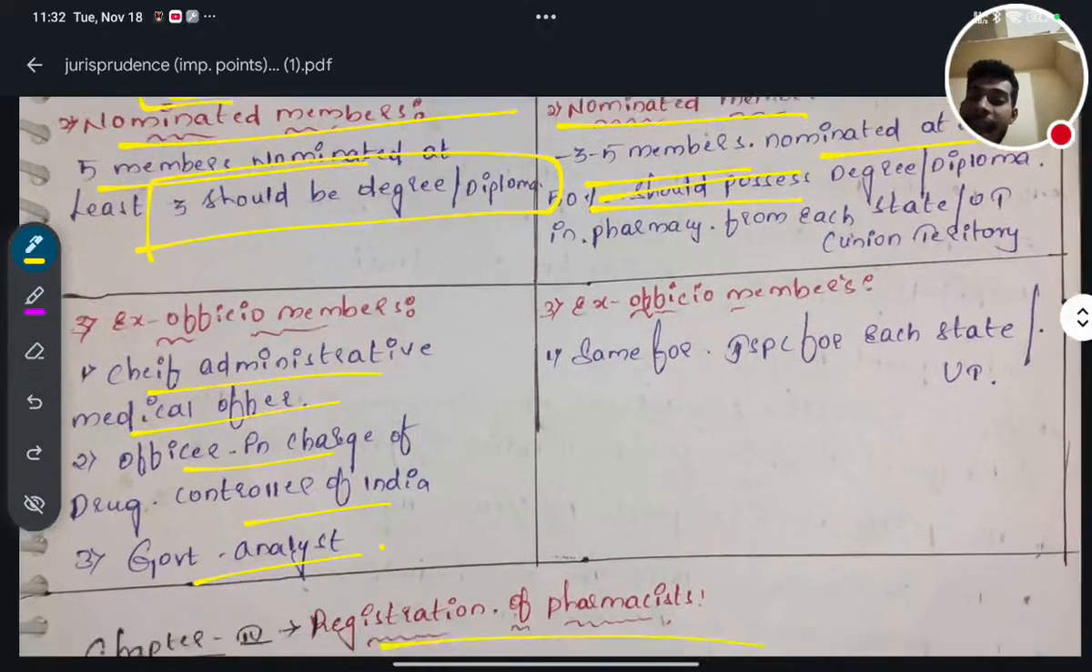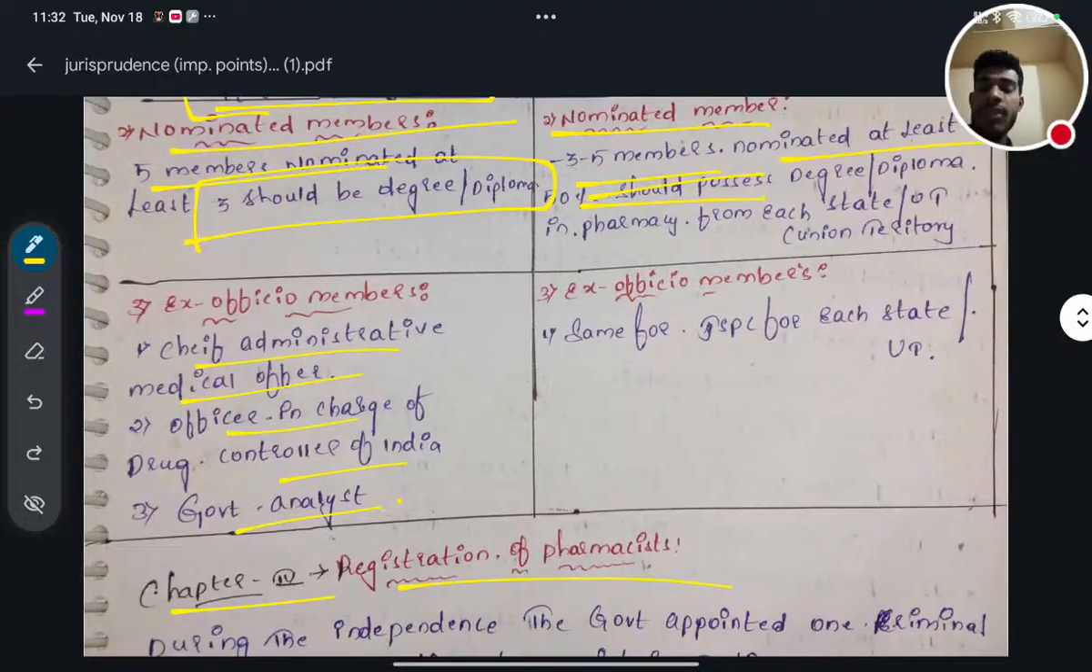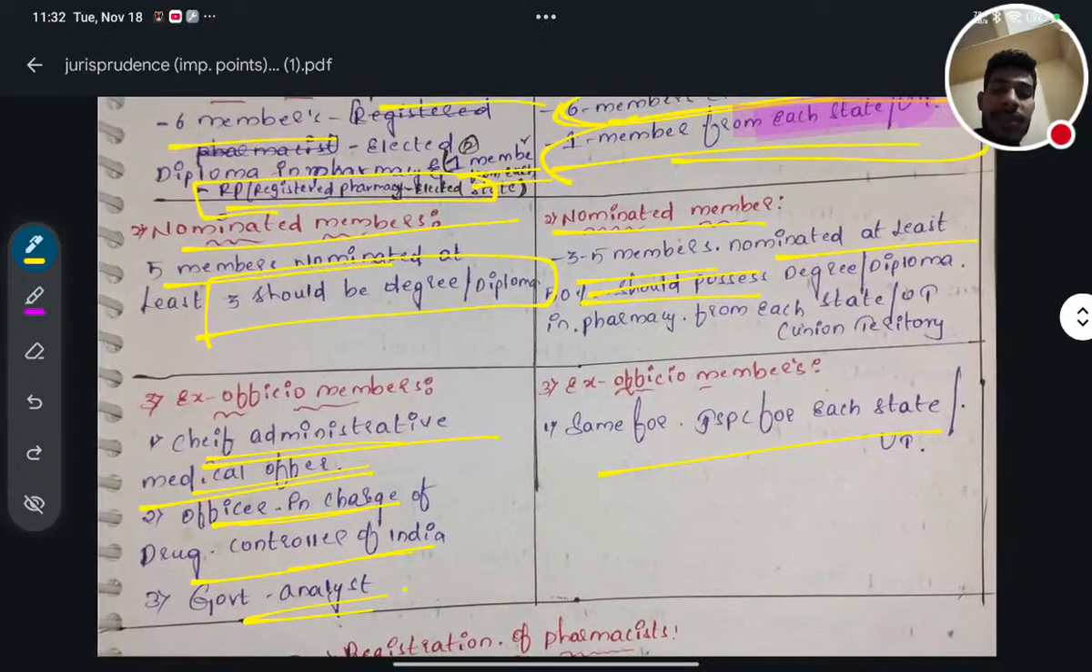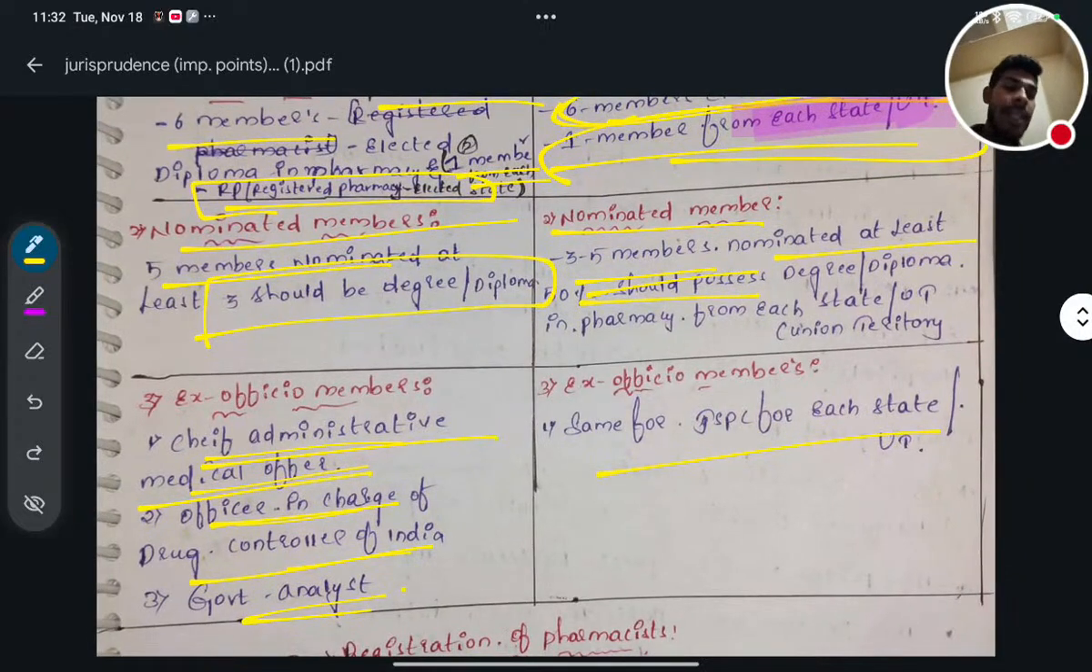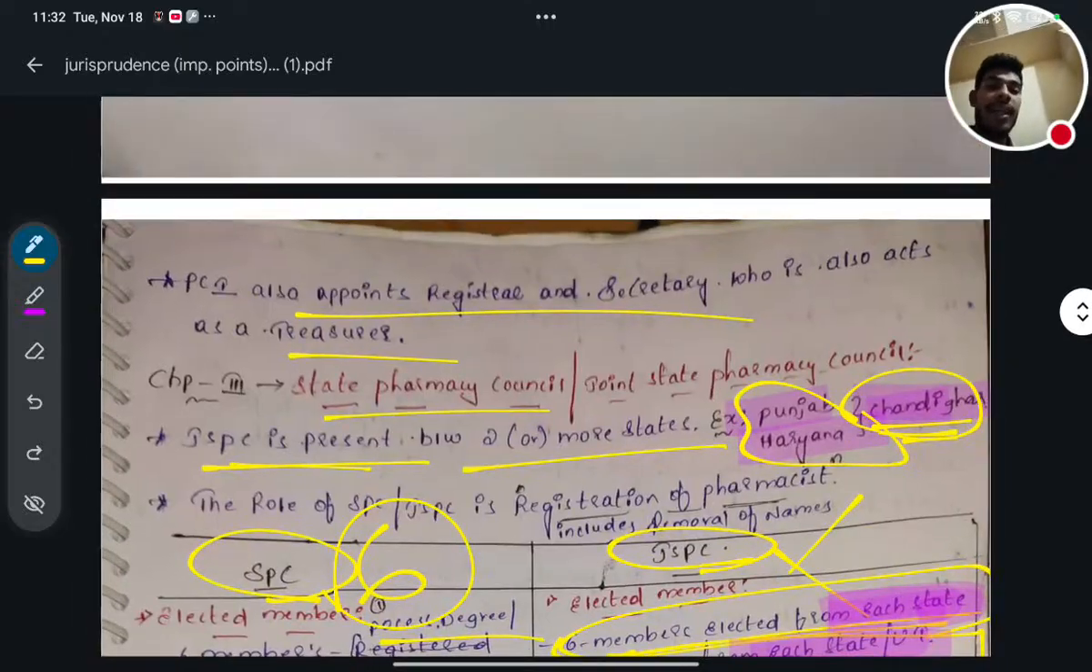Okay, next ex officio members. Who will be there in ex officio members? They are chief administrative medical officer, officer in charge of the drug controller of India, and government analyst. In the case of joint state pharmacy council, same as the pharmacy council of each state, but there should be both persons from different states.